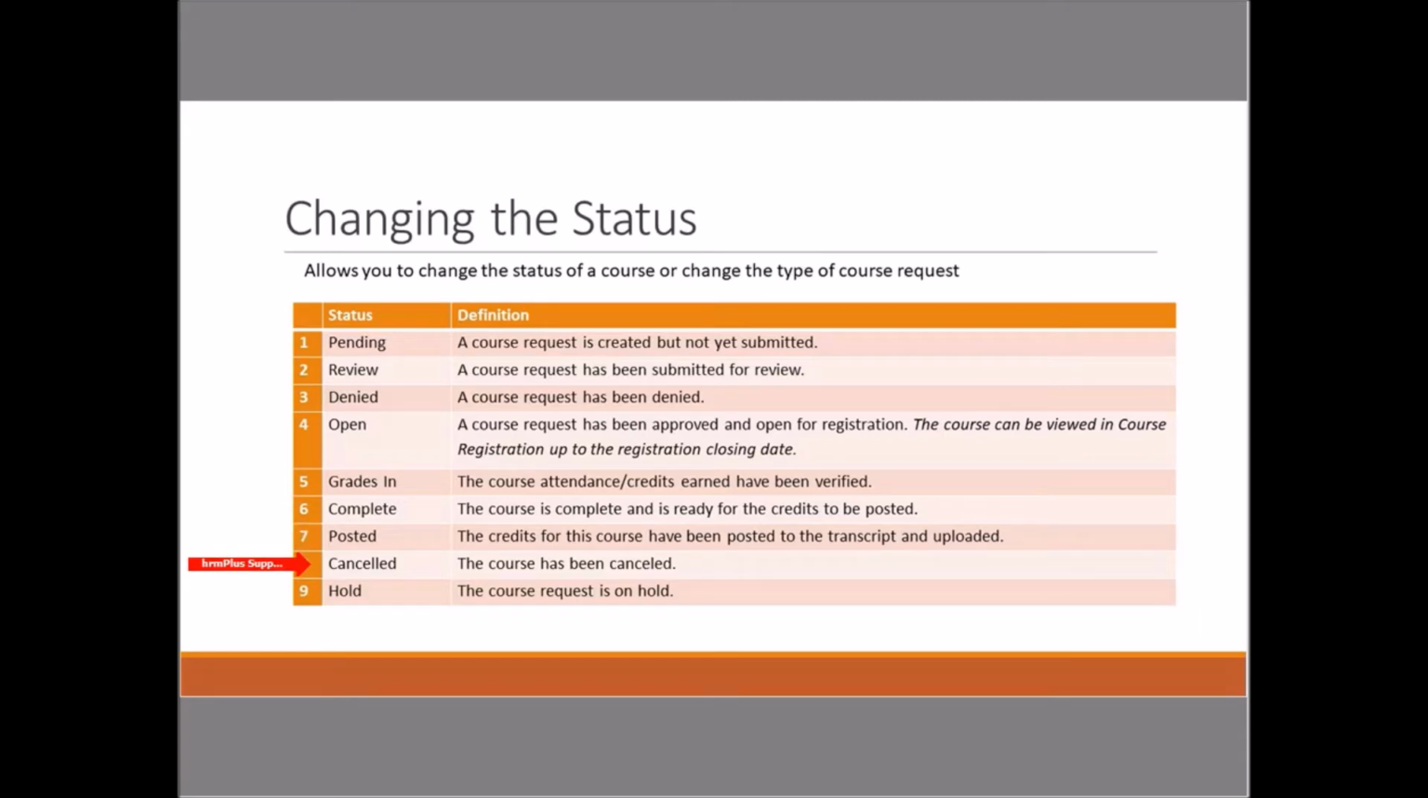Finally, canceled is a status that means you decided you're not going to offer that course. And then the last one is putting something on hold. So maybe you need to wait. This one's a little tricky to get off of hold. You have to work with the PD system, with the support team right now. That's what that last status is.